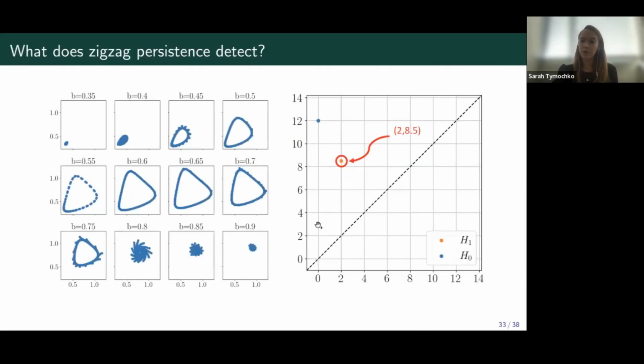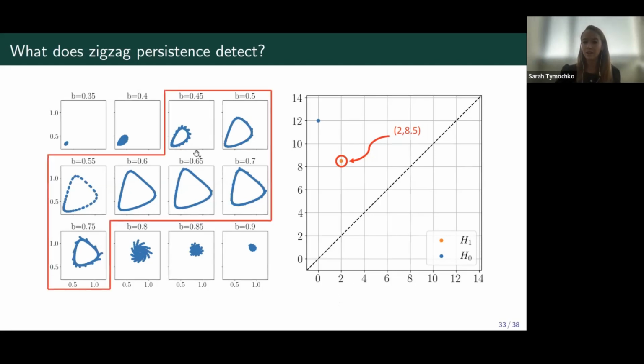Then when we compute our zigzag persistence, we end up with a birth time of 2 and a death time of 8.5. Remember that that corresponds to the index. So this maps back to this range of point clouds shown in red, where we have a feature that is born at around B of 0.45, persists through this collection of point clouds, and then dies in the union between 0.75 and 0.8. Visually, that's exactly what we would expect.